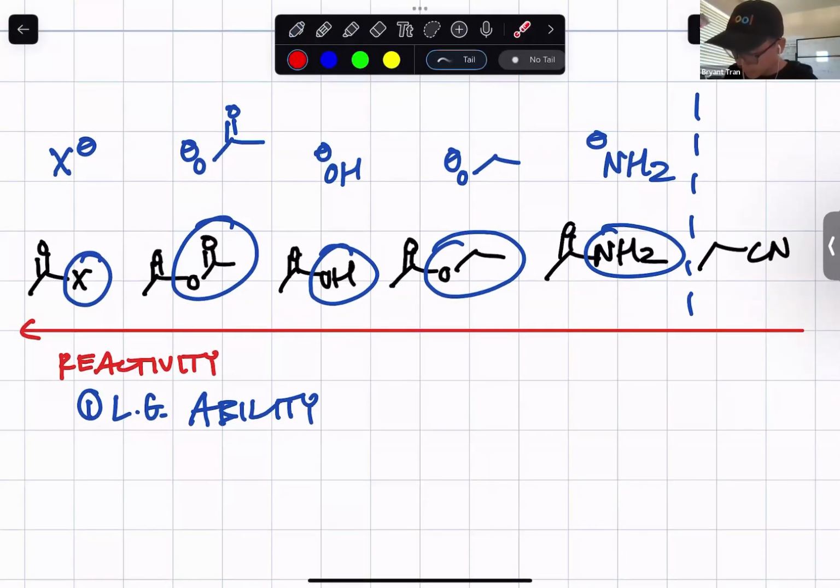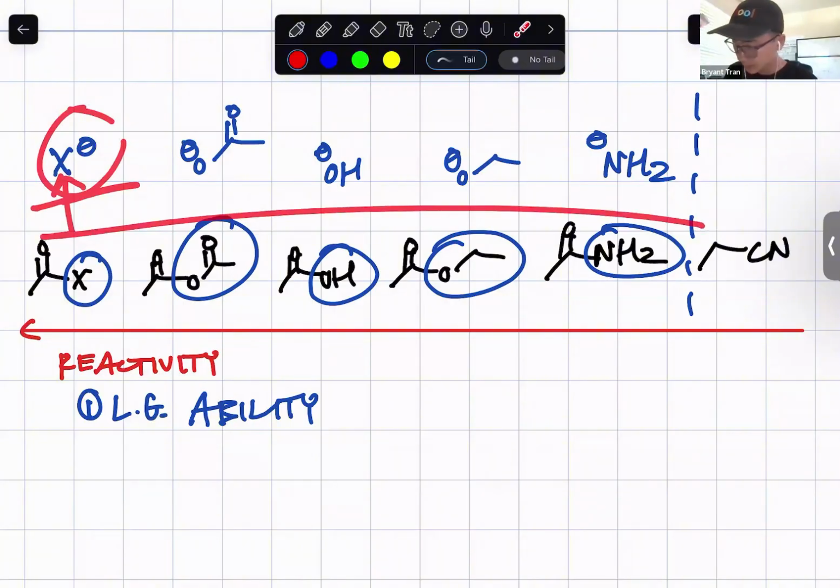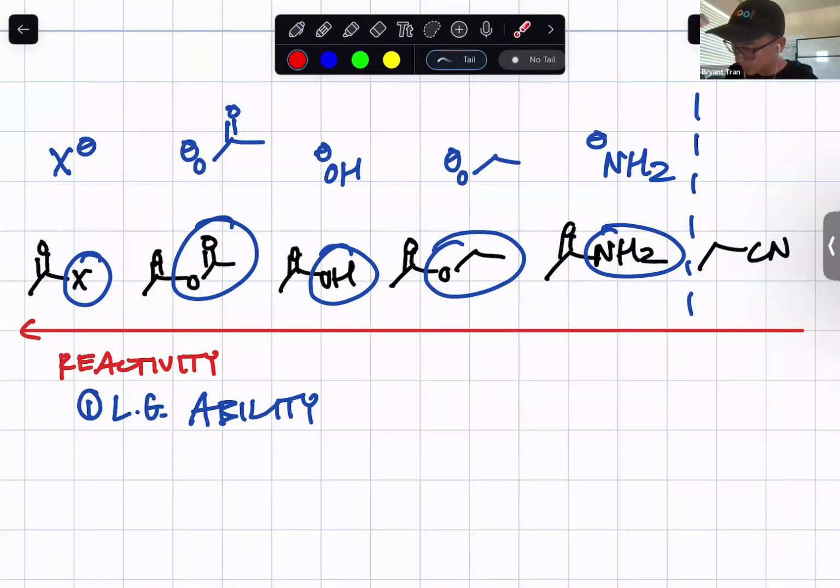Okay. This negative charge here is the most stable on the most electronegative atom, X, like chlorine or bromine. Right, so that's why that's the best leaving group compared to all these other leaving groups right here. Now, when we look at the negative charges on oxygen versus nitrogen, the negative charge on oxygen is more stable than the negative charge on nitrogen. And that's because oxygen is more electronegative than nitrogen is. So that's why oxygen can hold that negative charge better.